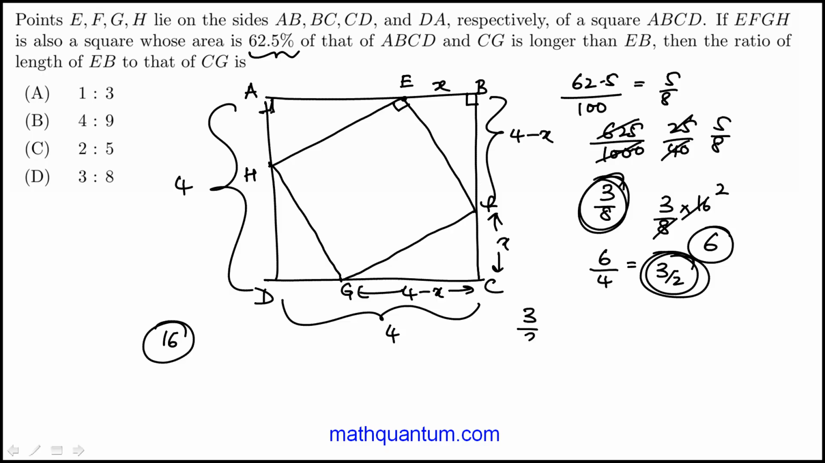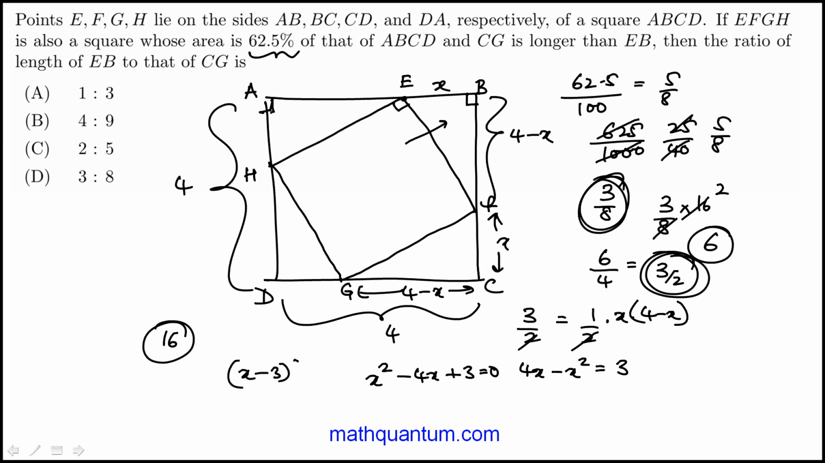If you apply the area, that would be the area of one of these triangles. So half base times height. Either one can be considered base and a height. So I get 4x minus x squared equal to 3. Rewrite this as a quadratic by moving it to the other side. And if you factor this, equal to 0. So x is either 3 or 1.